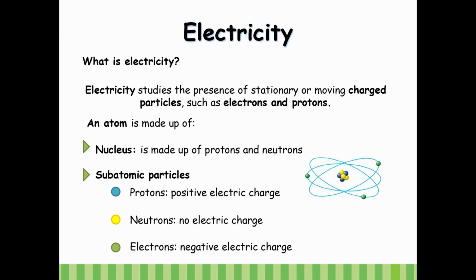Electricity. What is electricity? Electricity studies the presence of stationary or moving charged particles such as electrons and protons. An atom is made up of a nucleus, which is made up of protons and neutrons, subatomic particles. Protons have a positive electric charge, neutrons have no electric charge, and electrons have a negative electric charge.